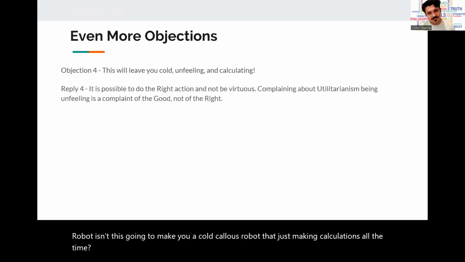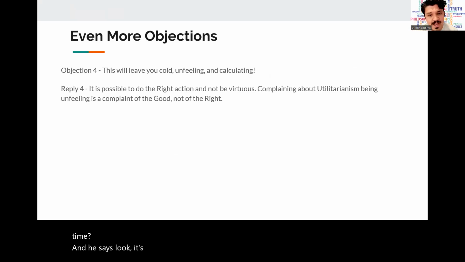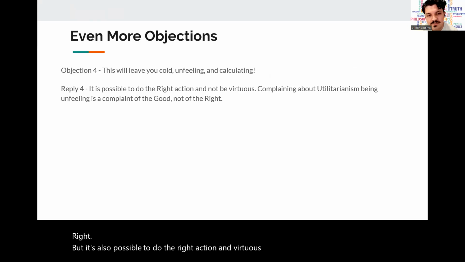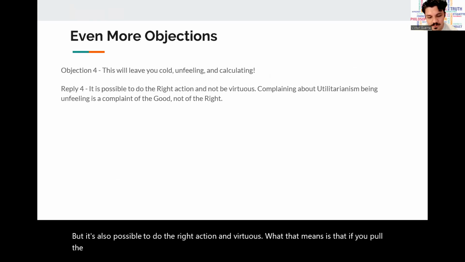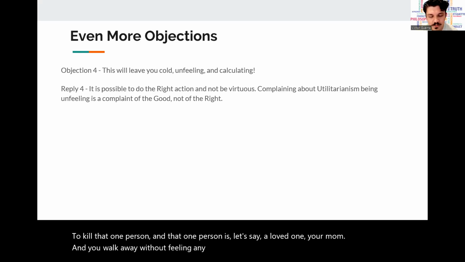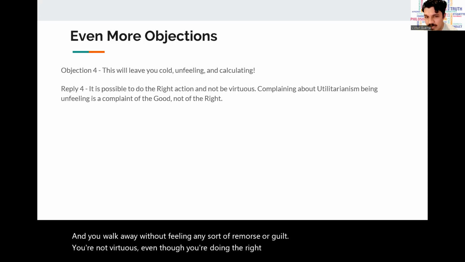And he says, look, it's possible to do the right action and not be virtuous, right? But it's also possible to do the right action and be virtuous. What that means is that if you pull the lever to kill that one person, and that one person is, let's say, a loved one, your mom, and you walk away without feeling any sort of remorse or guilt, you're not virtuous, even though you're doing the right thing.